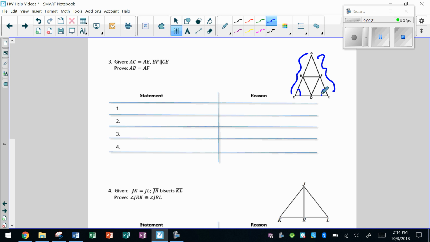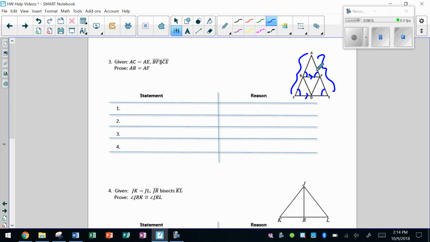They also tell us that BF is parallel to CE, which is the base, and of course parallel lines give us all kinds of angles that are equal. In this case, it looks to me like we could use the corresponding angle here. Now if these are equal, because of the parallel lines, so too will these be equal as well.